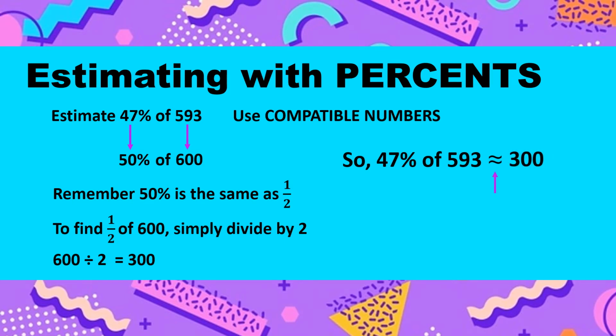This little sign right here stands for approximately. So whenever you see that, it doesn't mean it equals 300, it's about or approximately 300.